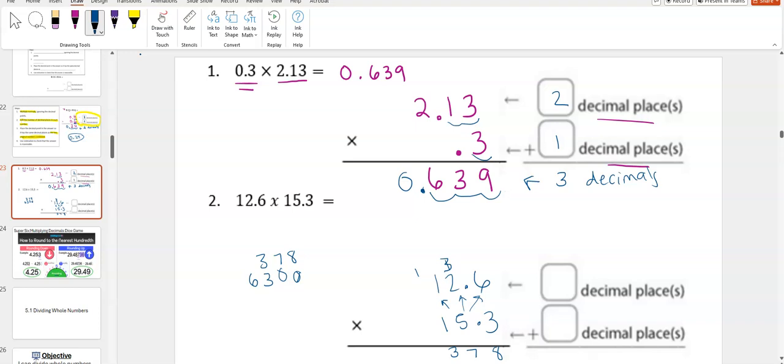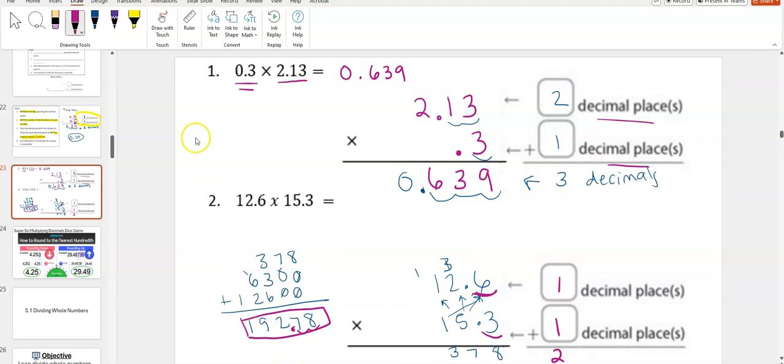And then the last thing I'm going to do is my 1. So I'm going to have 2 place holding 0s now. And I'm going to do 1 times 6, 1 times 2, 1 times 1. When I add them all together, I'm now going to do my decimal places. So in this number, I had 1, and in this number, I had 1, so I need 2 overall. 1, 2. There you go. 192.78.